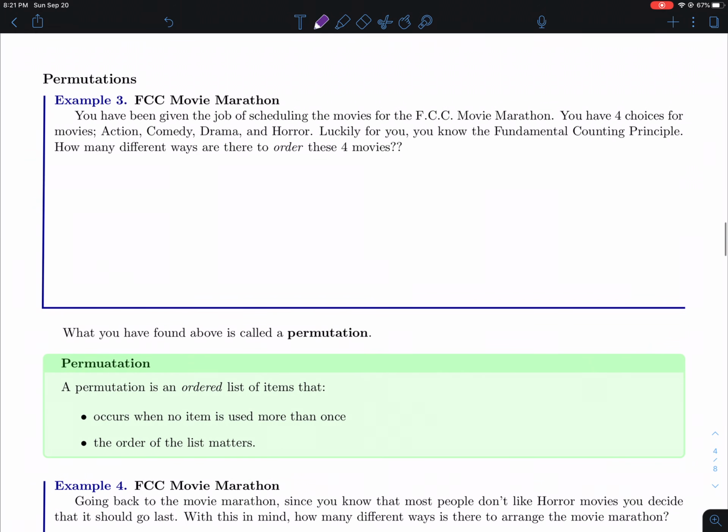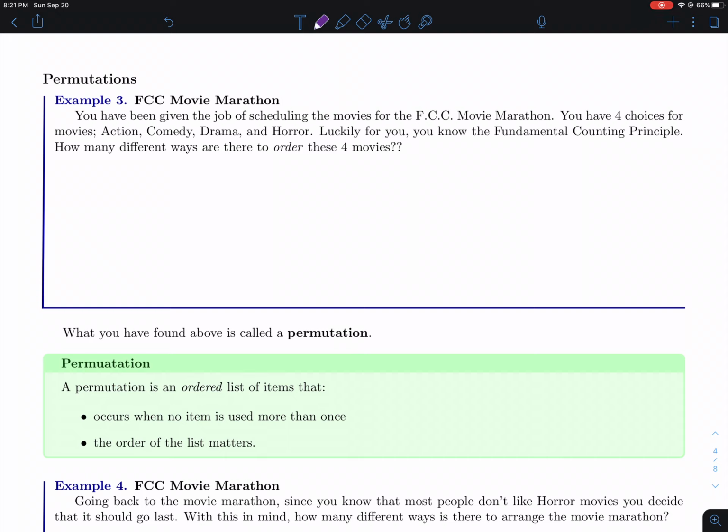All right, good job, good job. At the moment, I'm not going to talk about what a permutation is, but the cool thing is permutations and fundamental counting principles are very similar. In this case, I'm in charge of the FCC movie marathon. I have 4 choices for movies: action, comedy, drama, and horror. And since I know the fundamental counting principle, it's asking me how many different ways there are to order these 4 movies.